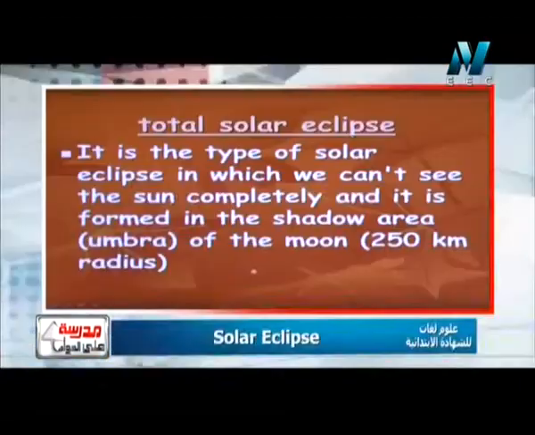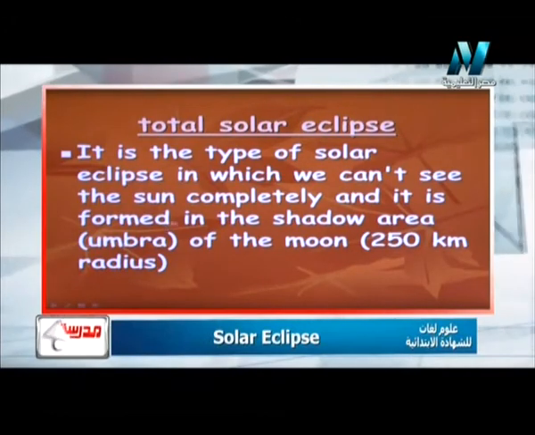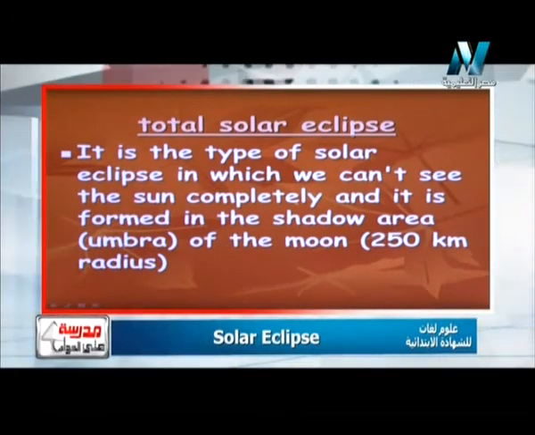It's a type of eclipse in which we cannot see the sun completely, and it's formed in the shadow area or the umbra area of the moon.